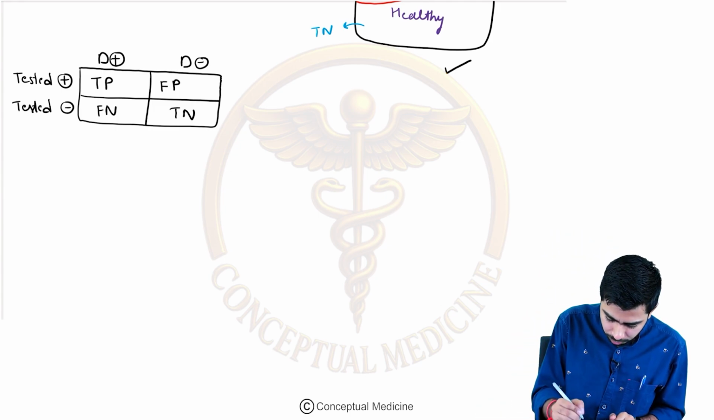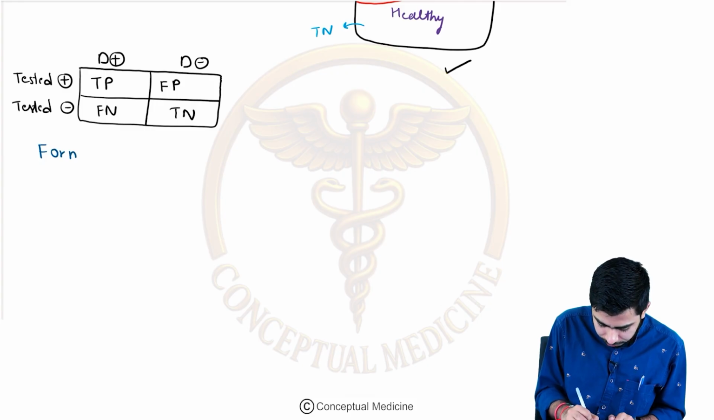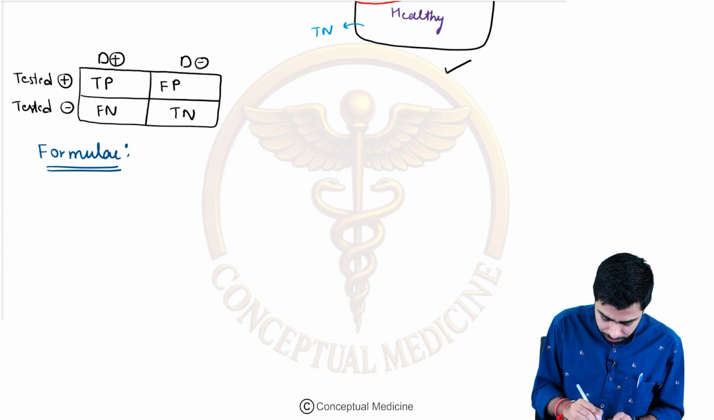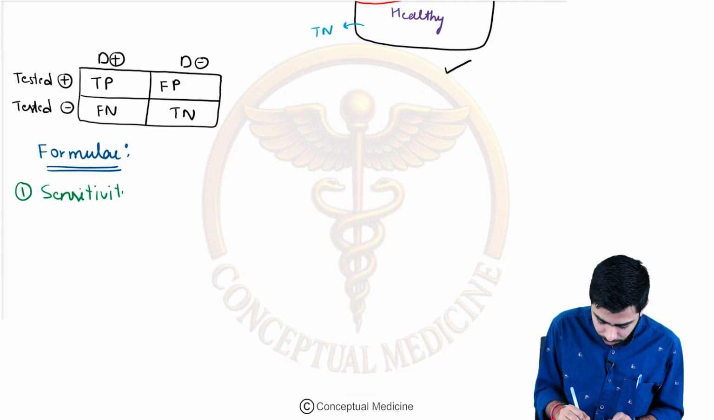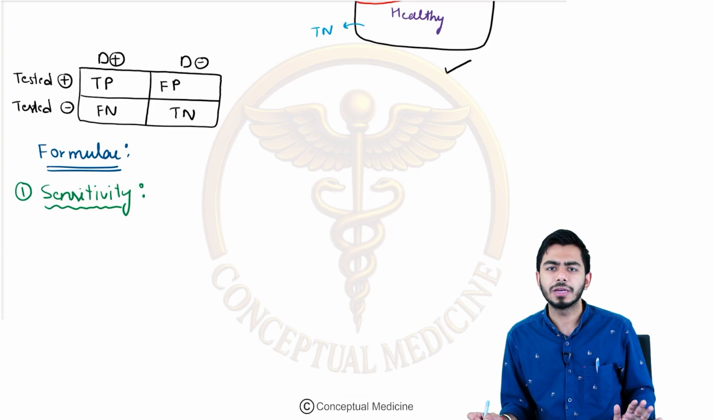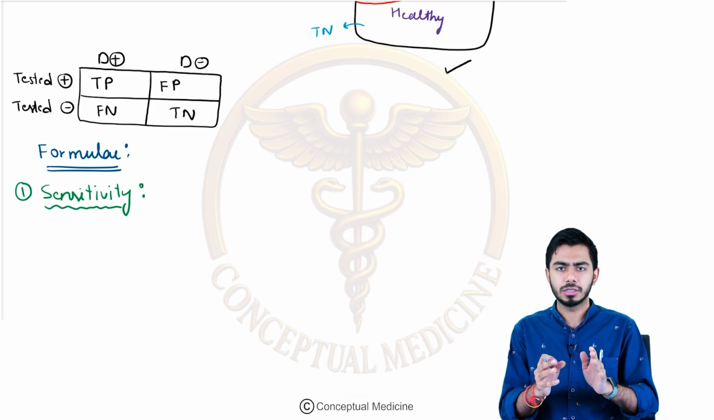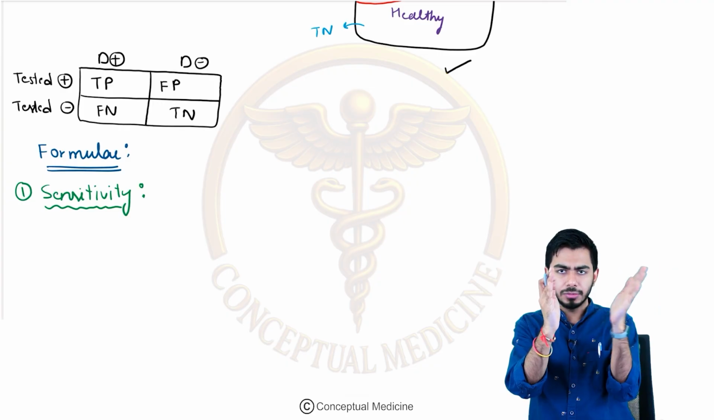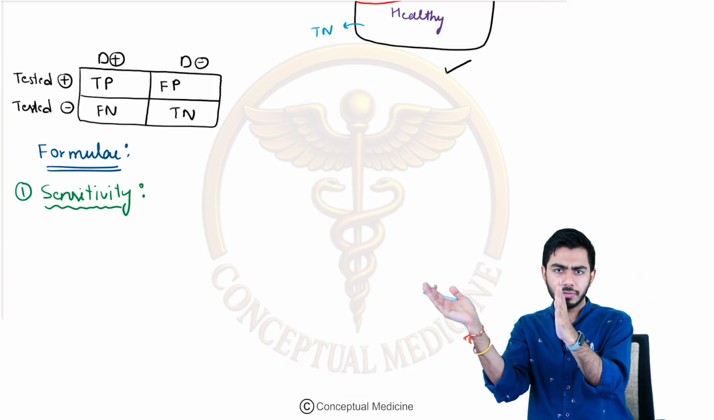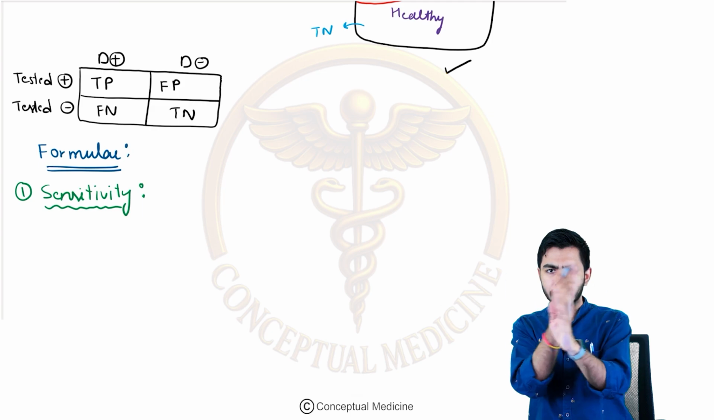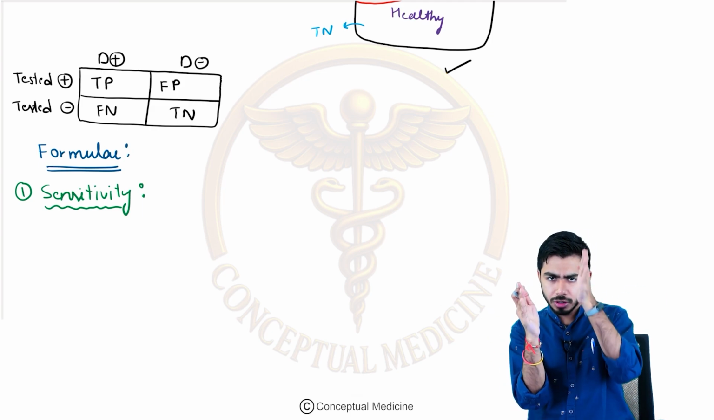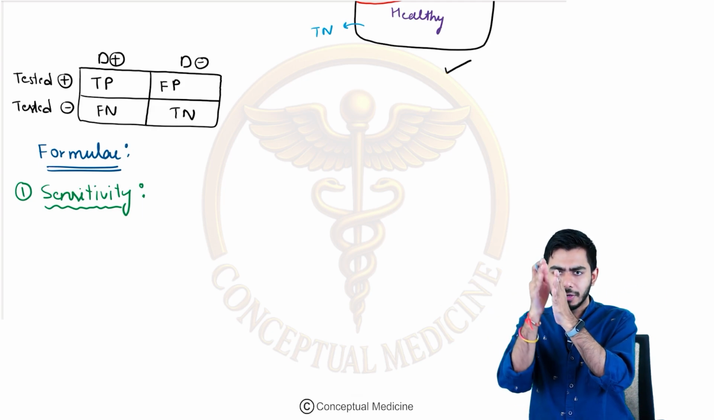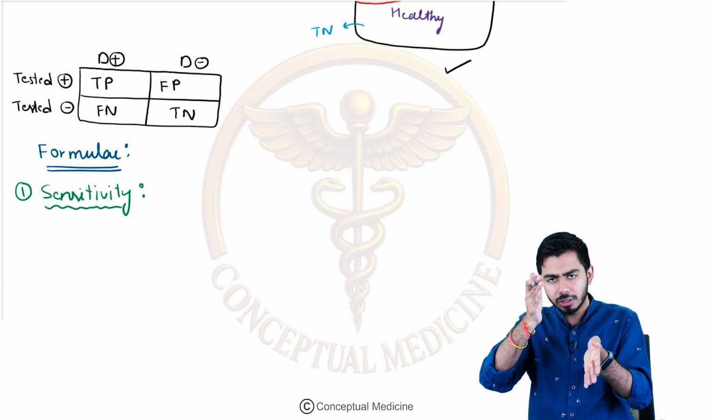So what are these formulae, guys? Very first one I am deriving is sensitivity. For deriving the formulae, I have two sides, guys. This is the table. This side I am saying disease positive, this side I am saying disease negative. I will not mix these two sides. At one time I will talk about this side, at another time about the other side.